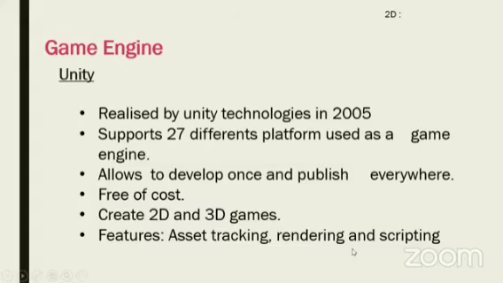And rendering. Rendering means we can create effects. We can put effects on your 2D and 3D objects. You can create that image in 2D format or 3D format. Then scripting. As I previously said, a programming language is one of the requirements to develop your game. So that is called scripting. In Unity, two scripting languages are used. One is C# and another one is JavaScript.